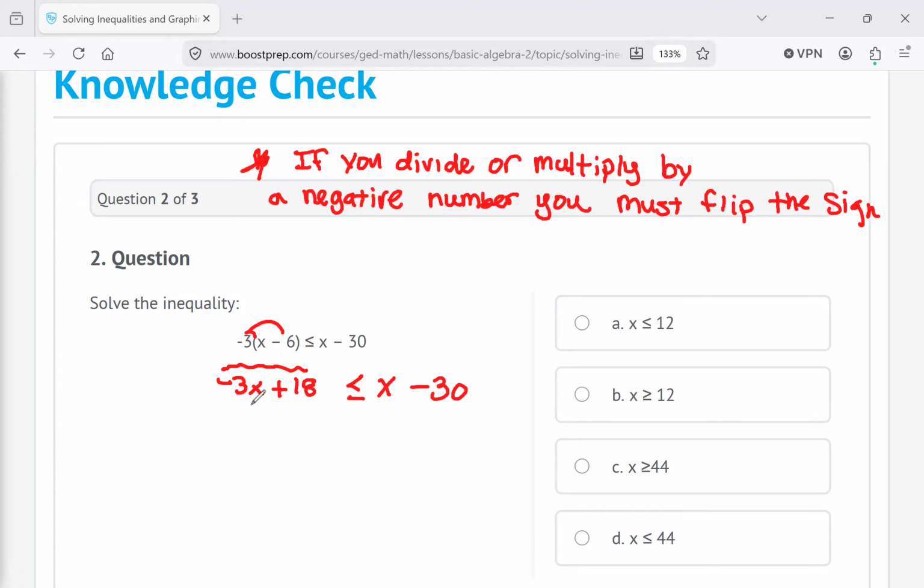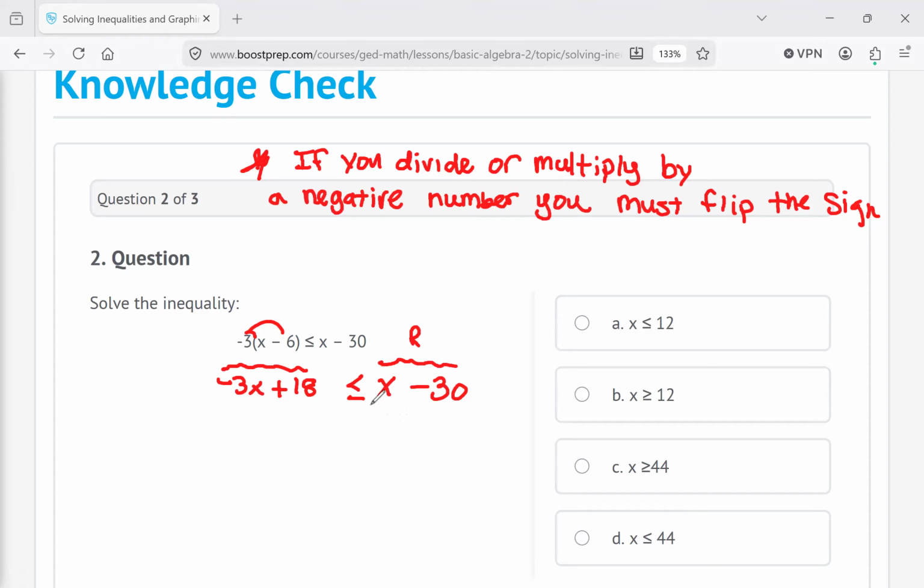No, right? Why can't you combine them? Because this has a letter and 18 does not, right? Negative 3x is a variable, 18 is a constant. They don't mix. Now, what about the right side? Can you combine these? No, because this is a letter and this is a constant, and letters and constants don't mix. So then what you've got to do is get the letters on one side and get the constants on one side. It really doesn't matter what you do first.